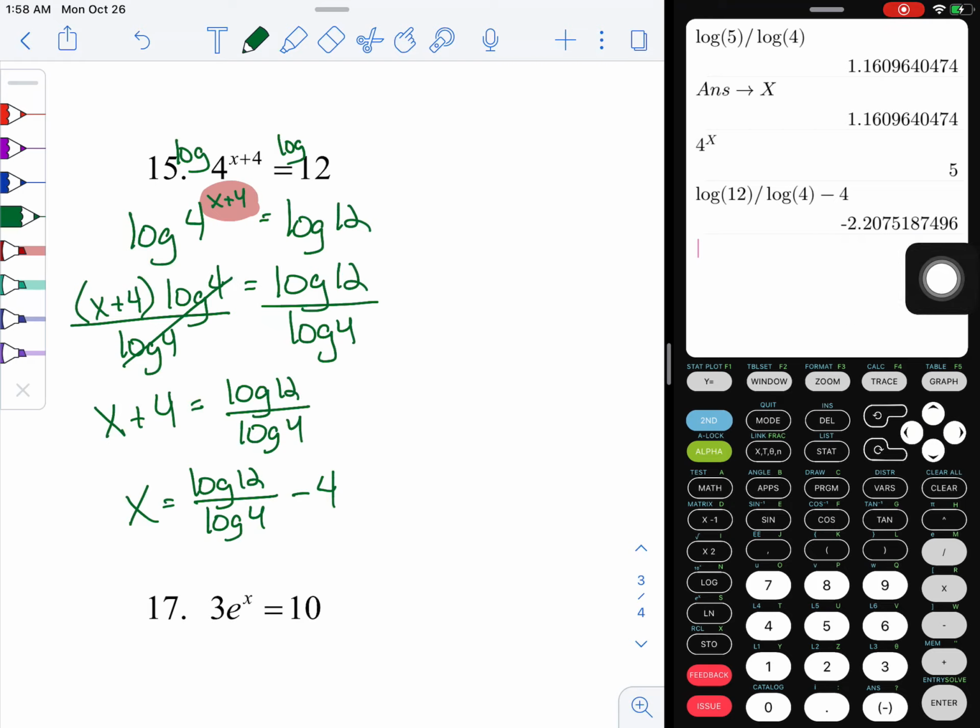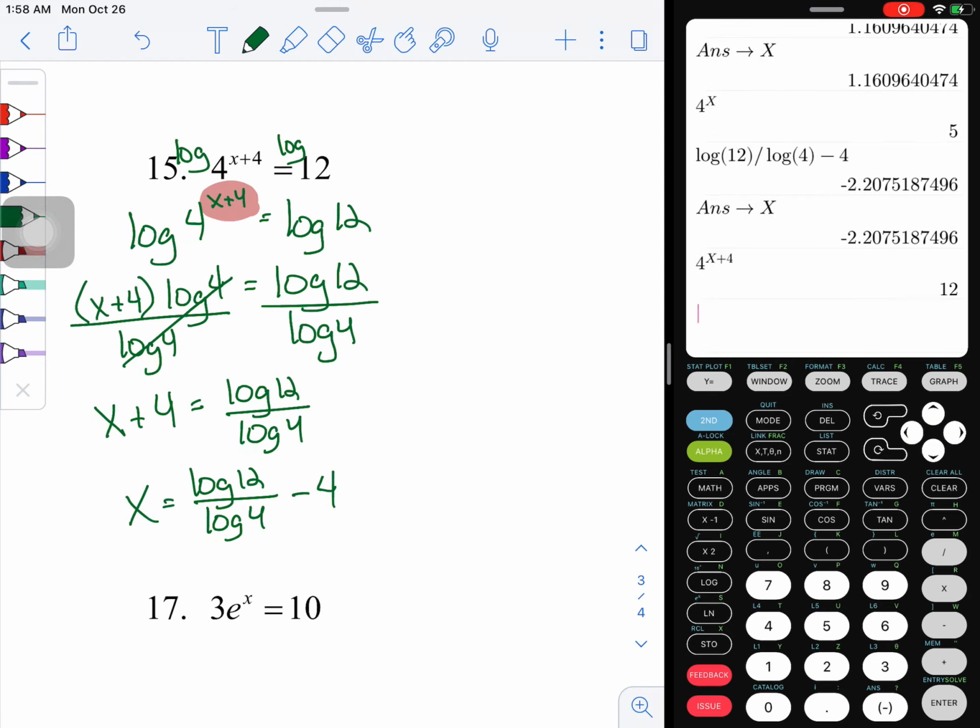I don't know, so I'm going to test it. I'm going to go ahead and store that as x. I'm doing that with the STO, so store x, hit enter. And then I'm just going to put in the left side of this equation. So 4 to the x plus 4 power, so 4 to the x plus 4. And when I hit enter, I want 12. I got my 12. Yay!